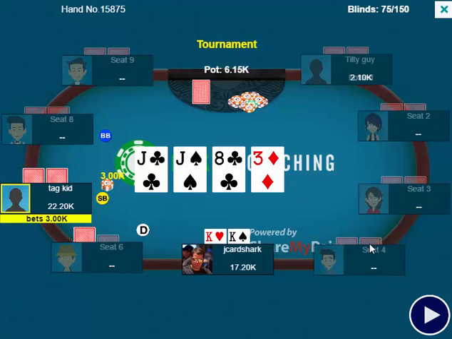Turn is the 3 of diamonds, a complete blank. Our opponent bets 3,000, which is great. Again, we're just going to call. And notice here, if our opponent bets something like 7,000 on the river, I'm still going to call. And we'll be left with 10,000 chips if we lose the pot.